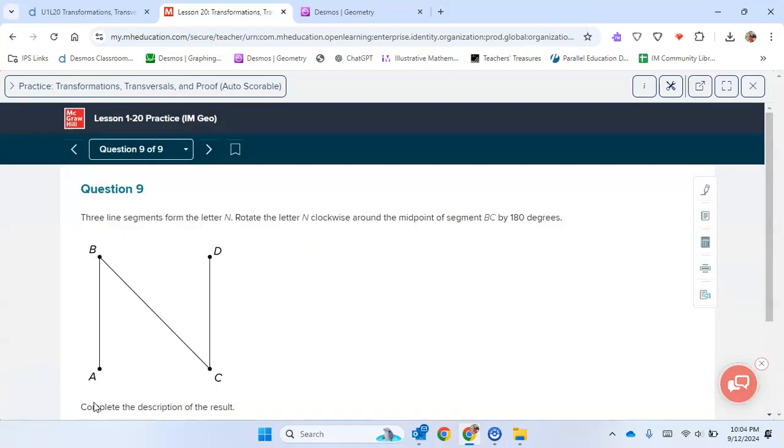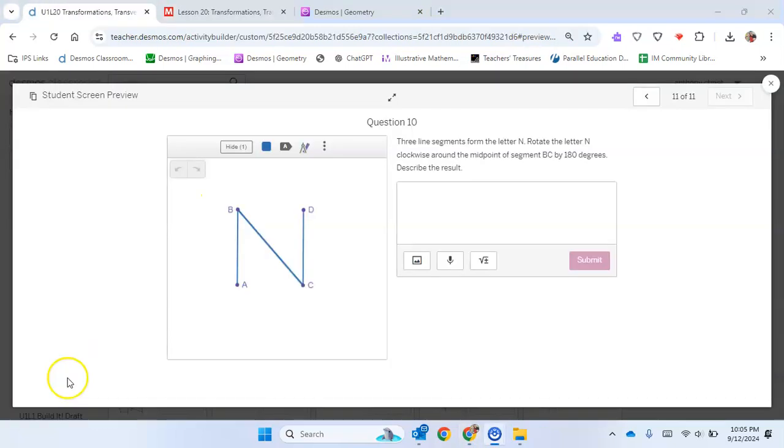Question 9. The 3 line segments form the letter N. Rotate the letter N clockwise around the midpoint of segment BC by 180 degrees. Alright, 3 line segments form the letter N. Rotate the letter N clockwise around the midpoint of segment BC by 180 degrees.